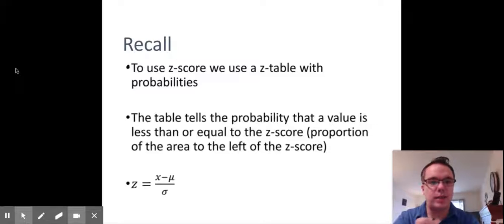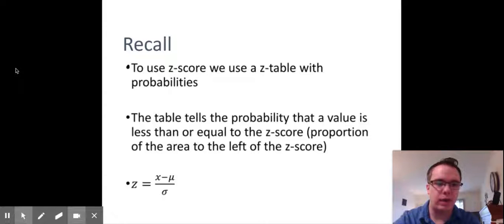All right, so a z-score, remember we used to find probabilities that a value is less than or equal to that z-score, by finding the proportion inside the table. So the proportion is the area to the left of that z-score, or it's the percentage probability that we are less than or equal to that.